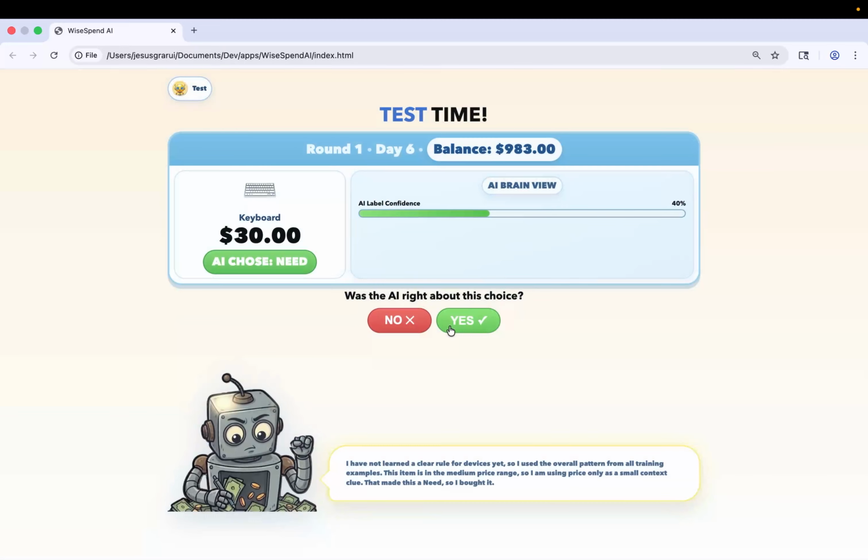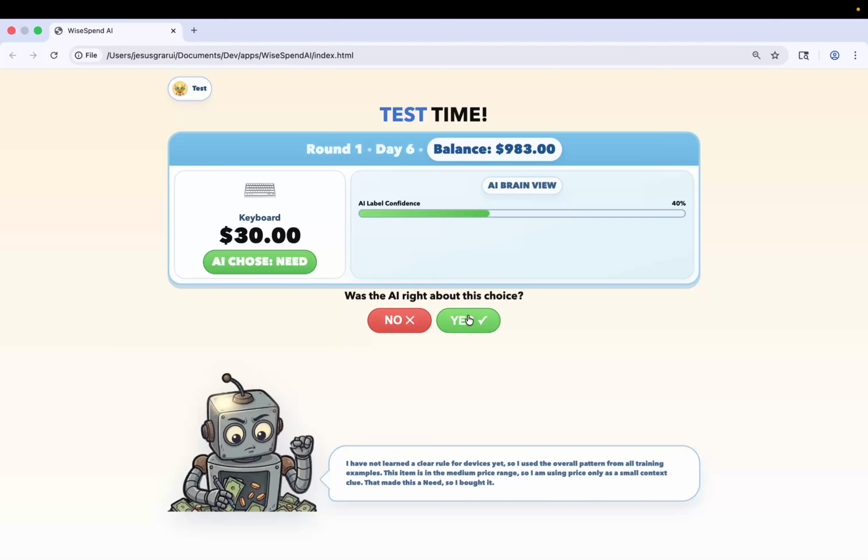So this is actually the testing time where they can see how the AI is starting to think on its own and classifying the items. A keyboard, it's saying it's a need. Why? I have not learned a clear rule for devices yet, so I use the overall pattern from all training examples. This item is in the medium price range, so I am using price only as a small context clue. That made this a need, so I bought it. This is what it's thinking about because it doesn't have enough information yet.